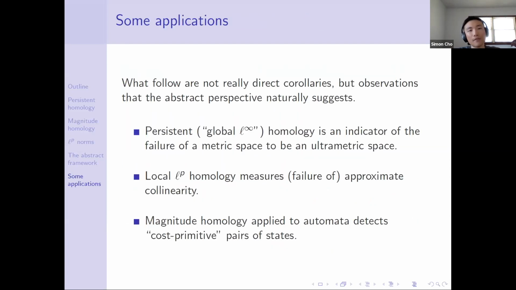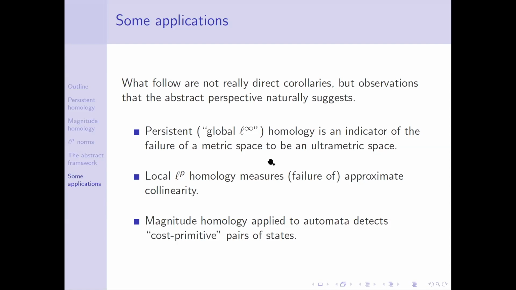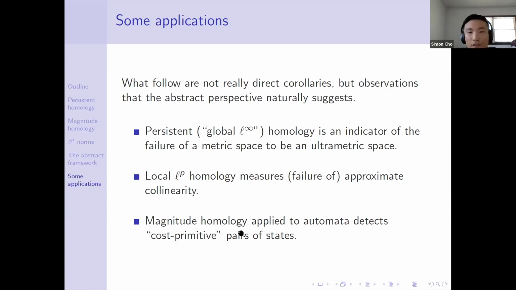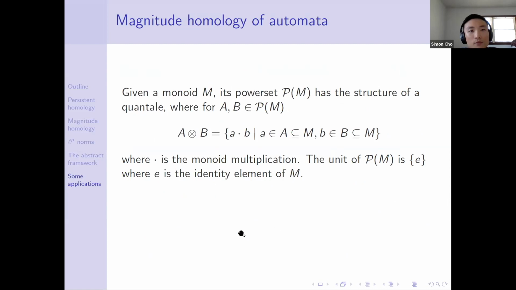Okay, and then yeah, I wanted to talk about this magnitude homology applied to automata equipped with costs. To talk about automata from a categorical perspective, we think about a monoid, and we can think of it as like the free monoid on a set of letters, where the operation is just concatenation, as an example.